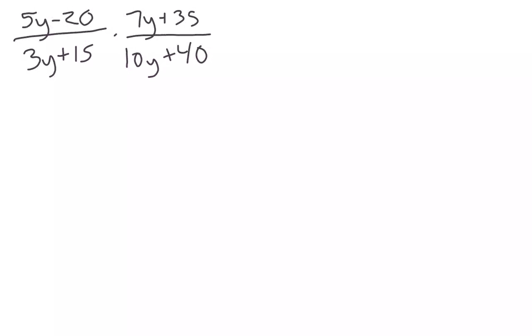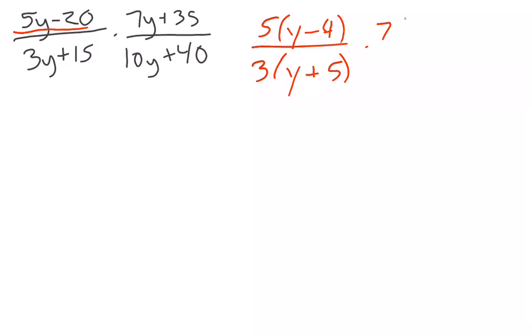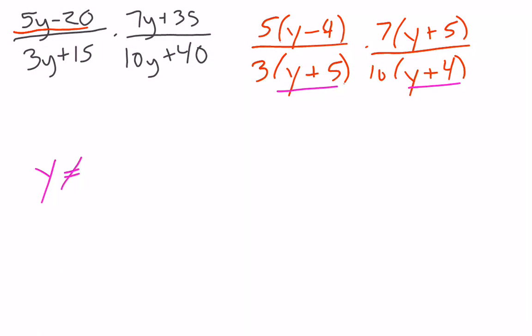This next one is just a whole bunch of GCF. So my first fraction, I have a GCF of 5, which leaves me with y minus 4. Then I have a GCF of 3, which leaves me with y plus 5. Then I have a GCF of 7, which leaves me with y plus 5. And a GCF of 10, which leaves me with y plus 4. So looking in my denominator, my excluded values are y cannot equal negative 5 and negative 4.